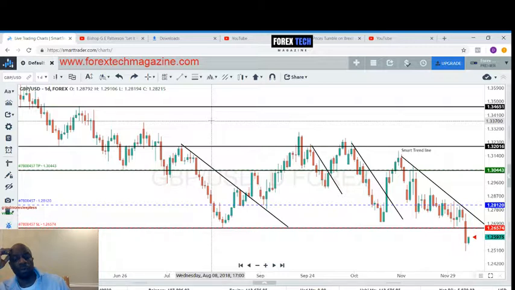So we're going to do the whole 3-to-1 risk ratio, right? Or 1-to-3 risk ratio, whatever. Where we're only risking $1 to get $3, or $1 to get $1.50, or $2, or whatever it is.